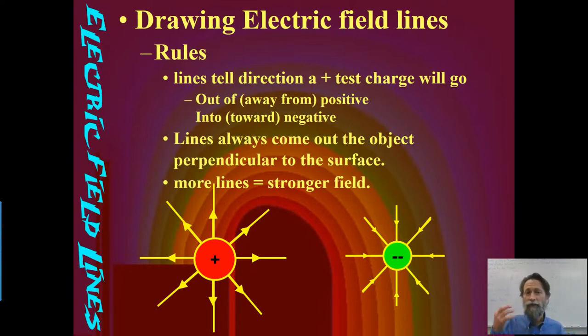So the rules that we need to know for drawing electric field lines, there are 3 of them. The line always tells the direction that a plus charge would go. Because remember, whenever they first did this, they thought the plus charges were the ones that moved. So most of our convention is with a moving plus charge.